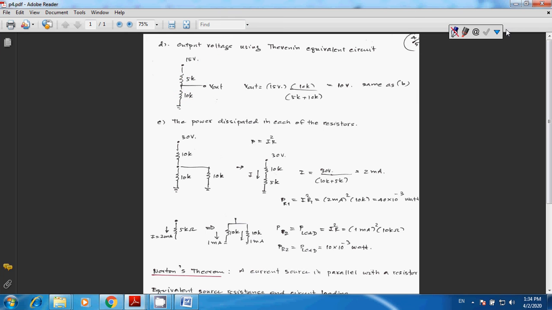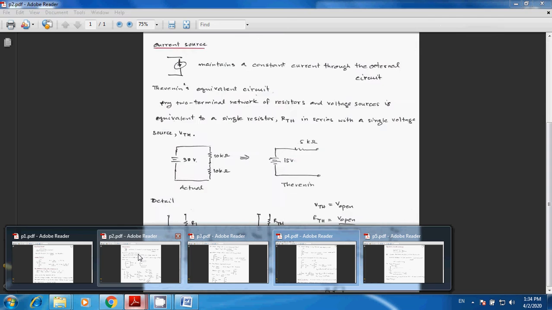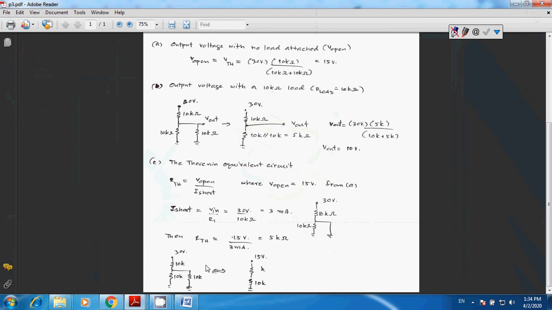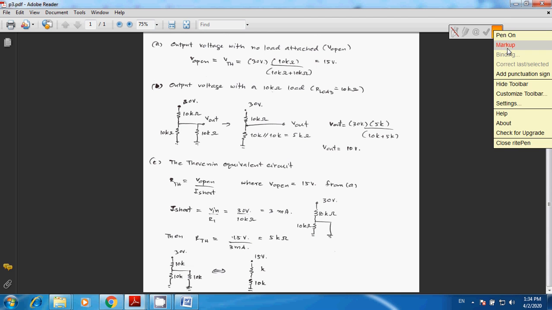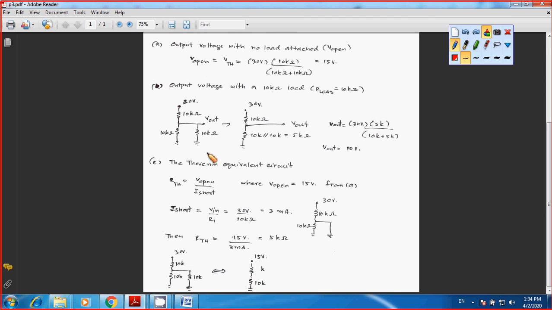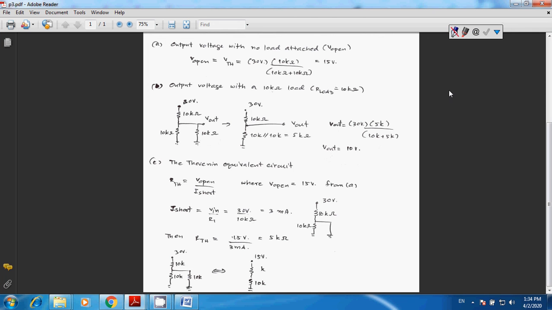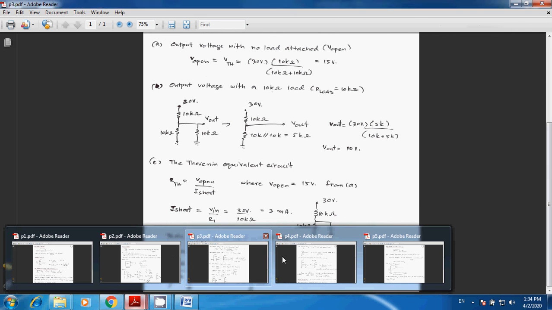Let's take a look at B. That's on page number 3, I believe. Yep, so this is your V out. When you have a 10k ohms load resistor connected to the circuit, you end up with your V out to be 10 volts, the same thing as when you apply the Thevenin equivalent circuit.